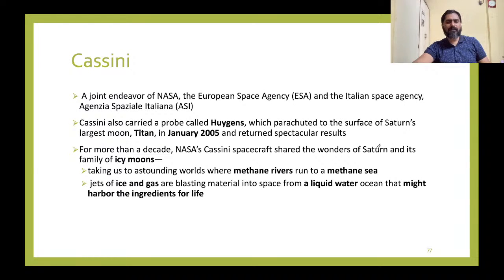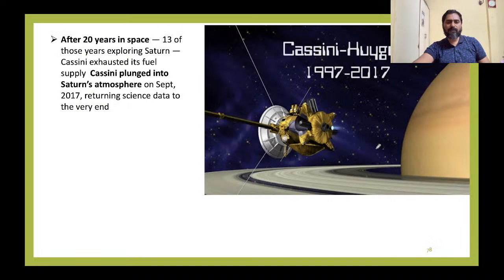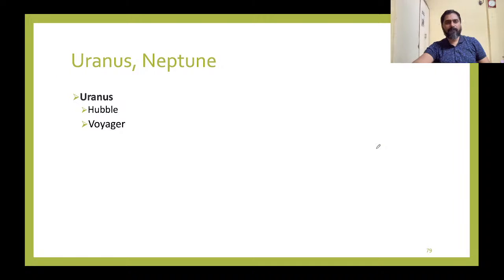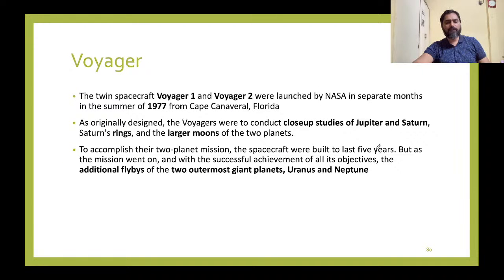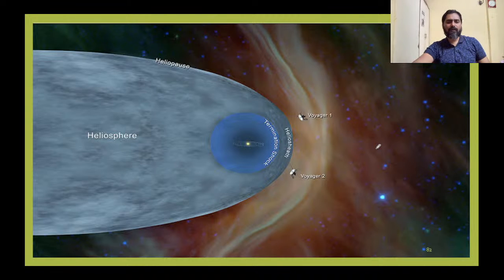With respect to Saturn, there is the Cassini-Huygens mission. It was sent in 1997, and it completed its mission in 2017. It was brought down into Saturn. So this mission is also over now. With respect to Uranus and Neptune, not many missions are there, but we have the Hubble and the Voyager missions. Voyager missions look like this.